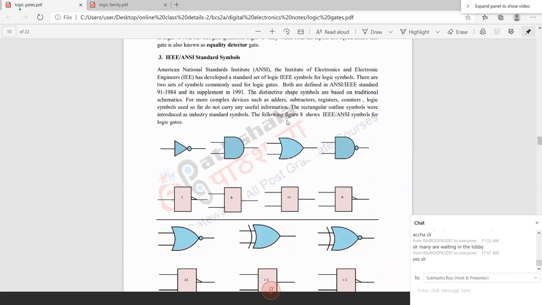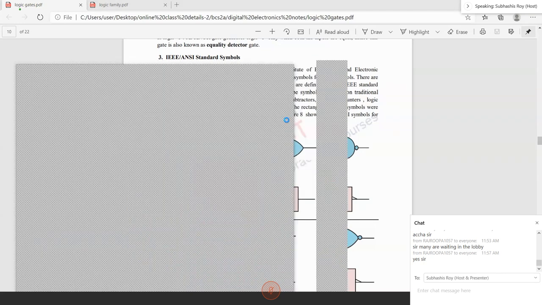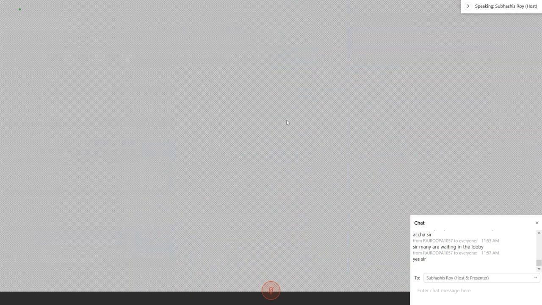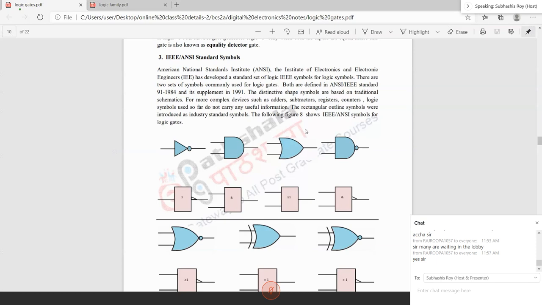So next is the IEEE standard symbol. We need to know this also. So what is the IEEE standard symbol? In my previous lecture, I was talking about the symbol notation ASCII, the ASCII of 7 bits.